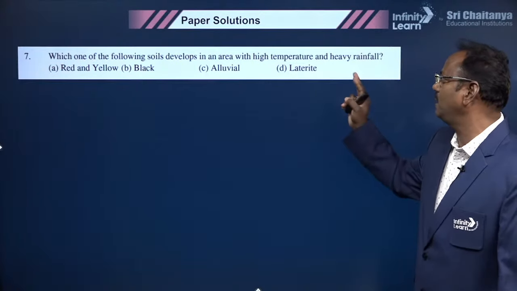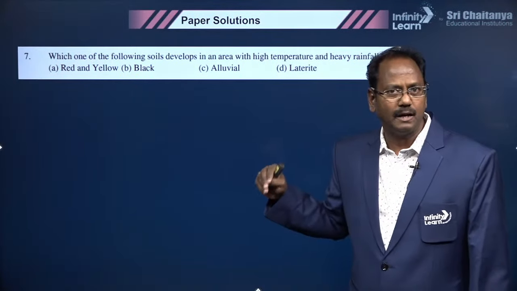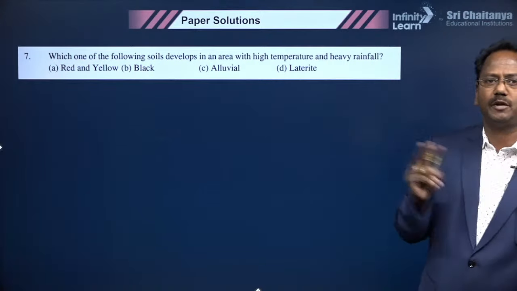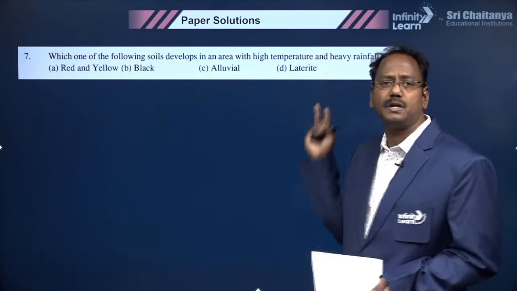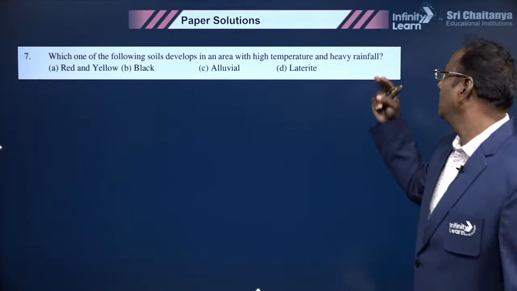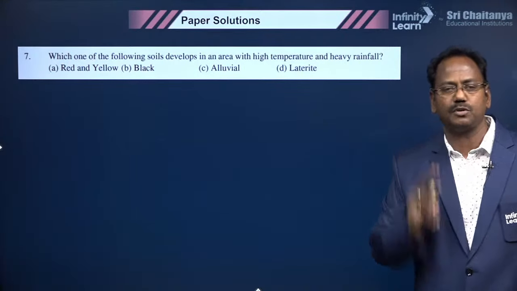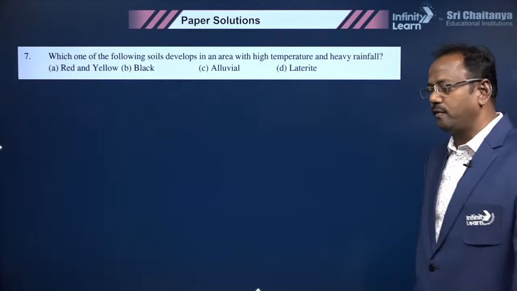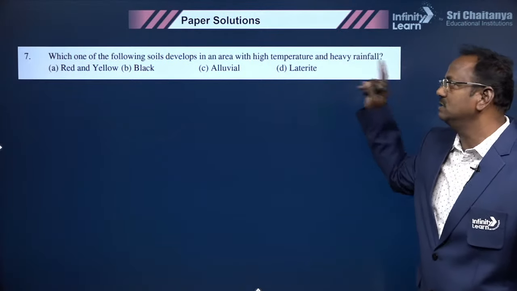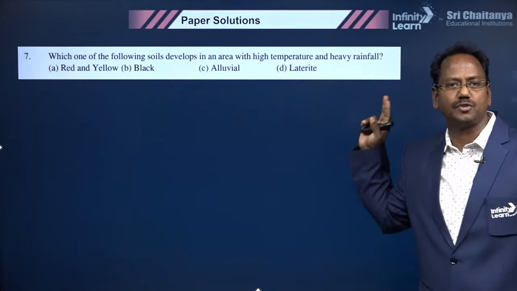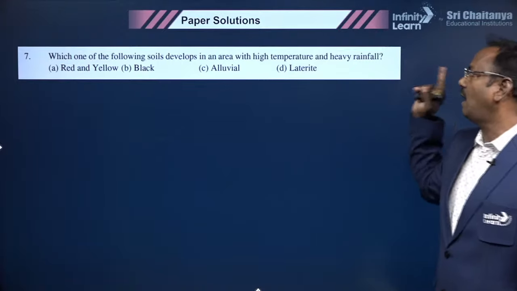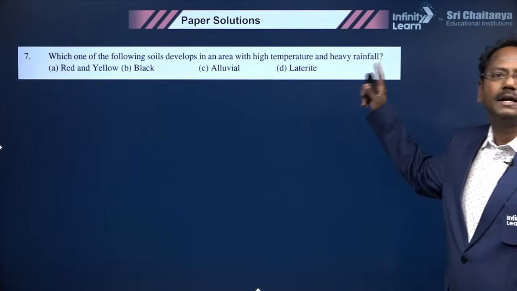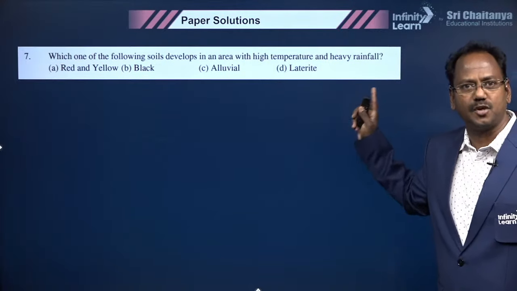with the reason of two spells: one spell is of high temperatures, and the second spell is of heavy rainfall. The high temperature is accompanied, in the next spell, by heavy rainfall, then the leaching process takes place. The soil has leached away the total nutrients. So the answer is D. Which of the following soil develops with high temperature and heavy rainfall? The answer is D, laterite soils.